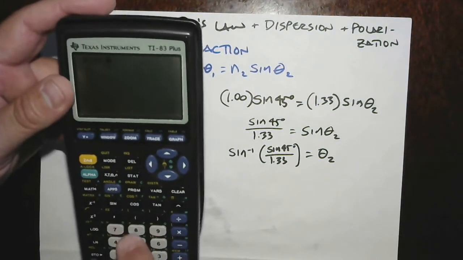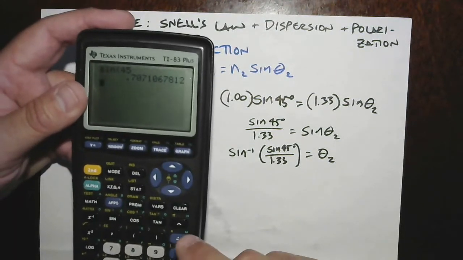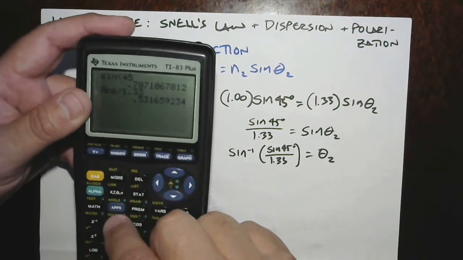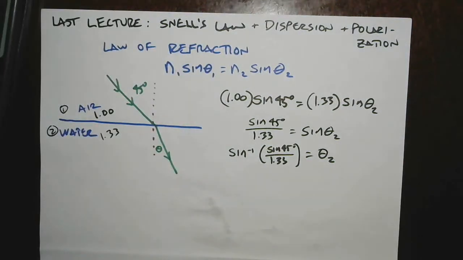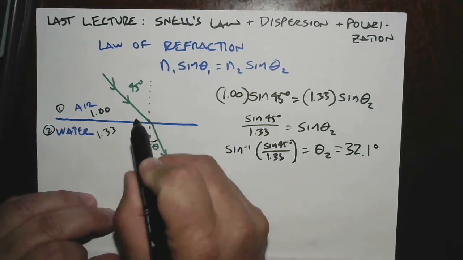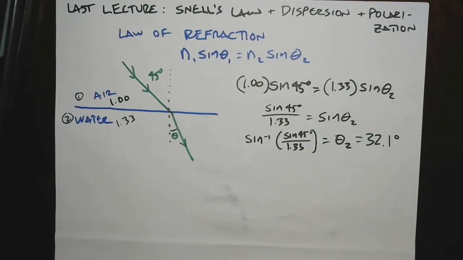So let's take sine of 45 degrees, enter, 0.707, that's correct. And then we're going to divide that by 1.33, enter, that's 0.531. And now we're going to take the inverse sine of that, and that's going to give us 32.1. So the angle inside of the water is 32.1 degrees. And yes, 32.1 degrees is less than 45, so we have bent towards the normal. So if you want to shine a laser pointer in on your goldfish, it will bend towards the normal. If that will help you aim, so be it.